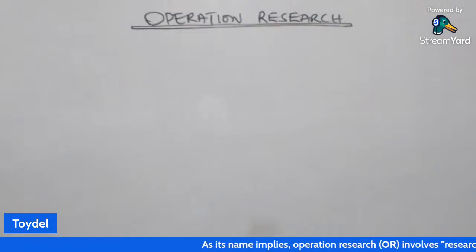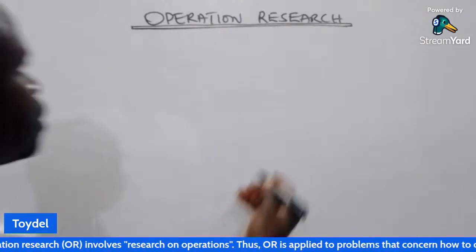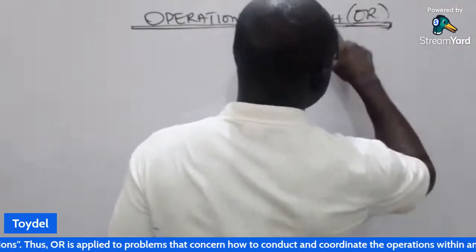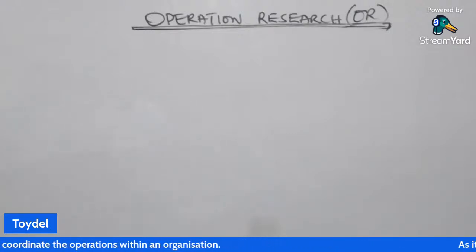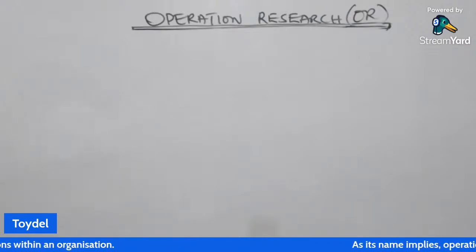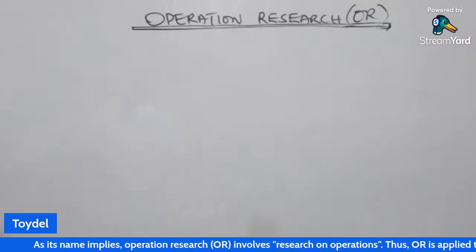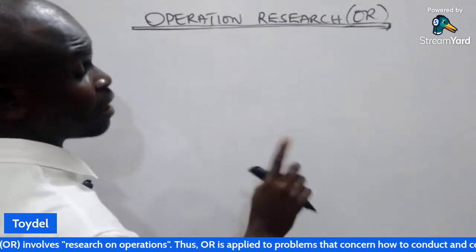The team or teams of scientists that did that research were the first OR team. In this course, we'll be referring to operation research as OR. That will be the abbreviation that we are going to be using. By the early 1950s, these individuals had introduced the use of OR to a variety of organizations in business, industry, and government. So OR actually became popular after the Second World War.